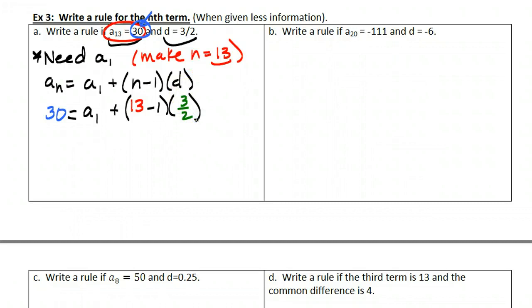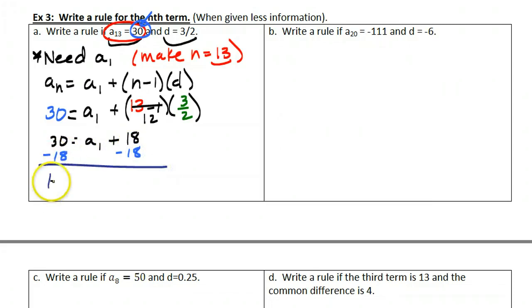Alright, so now I just set up an equation I can use to solve for A1. 13 minus 1 is 12. 12 times 3/2 is 18. Really, once you know how to set it up, it's easy. It's just the setup is really confusing. Okay, so 12 equals term 1.